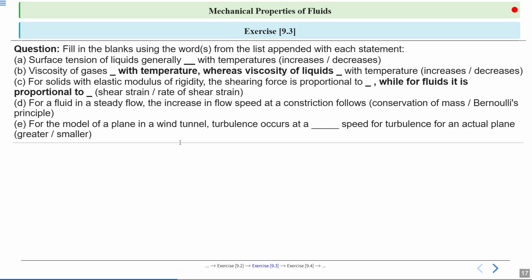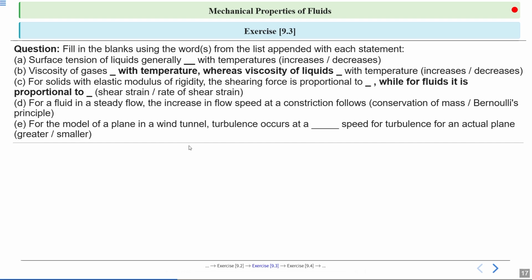Fill in the blanks using the words from the list appended with each statement. A. Surface tension of liquids generally (increases or decreases) with temperature. B. Viscosity of gases (increases or decreases) with temperature, whereas viscosity of liquids (increases or decreases) with temperature, so arrange respectively. C. For solids with elastic modulus of rigidity, the shearing force is proportional to a dash, while for fluids it is proportional to shearing strain divided by rate of strain.